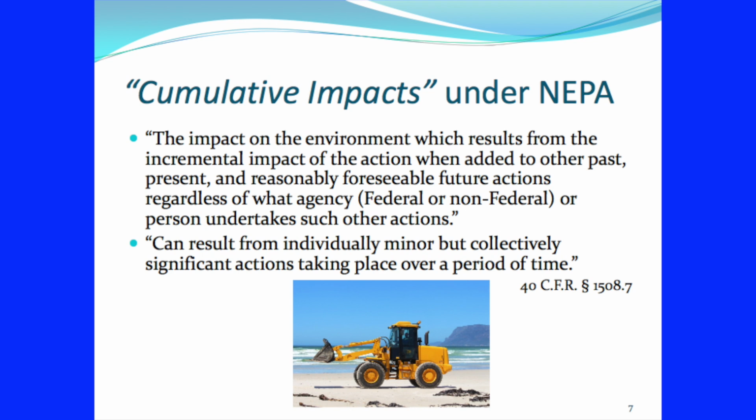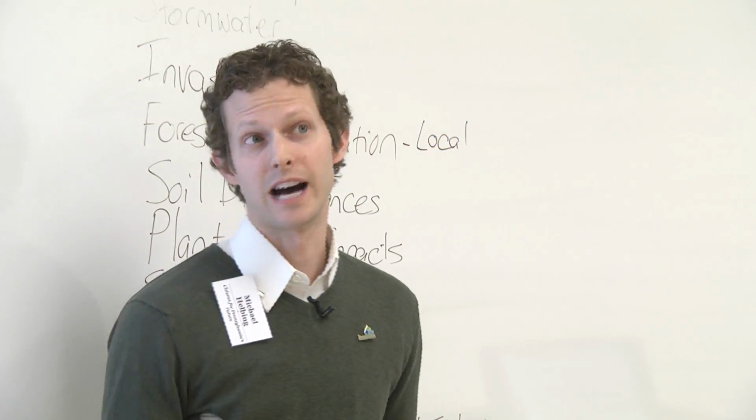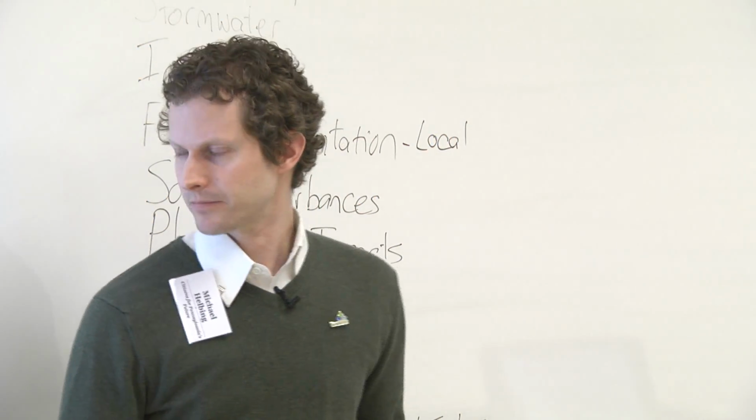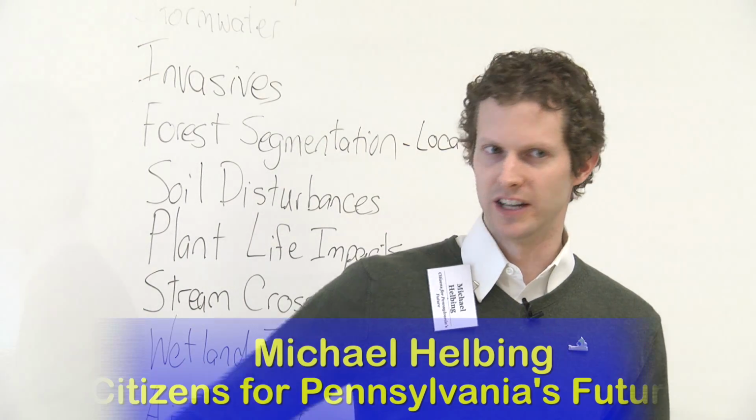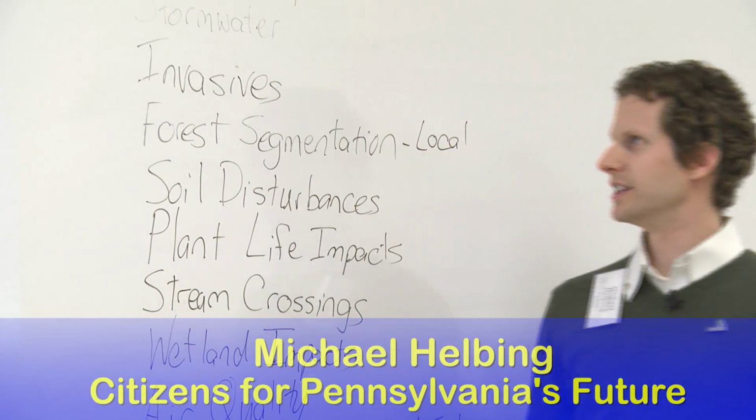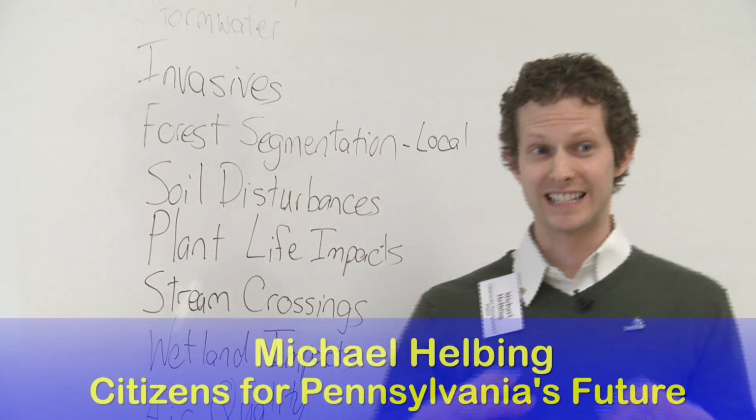It doesn't matter if it's reasonably foreseeable that something's going to happen 200 years from now, and there's probably not much that's actually reasonably foreseeable 200 years out, but that would also have to be included. It's a very, very, very broad definition. And I think you can kind of see where we're going with some of this. Just lots of information, lots of difficulty.